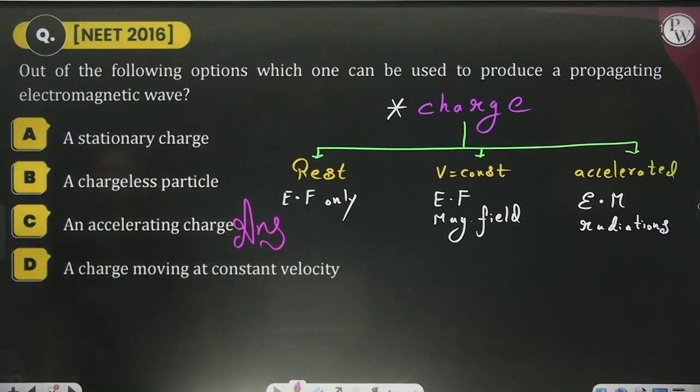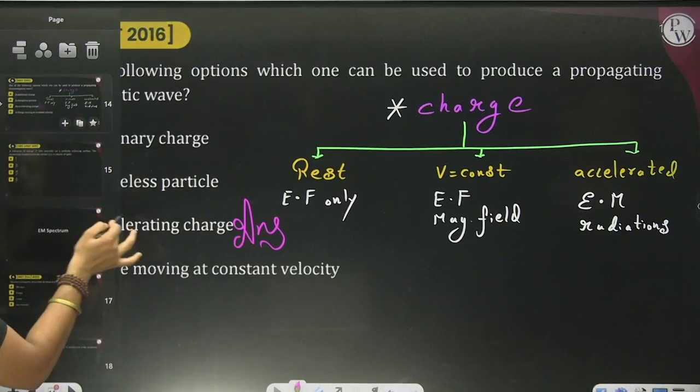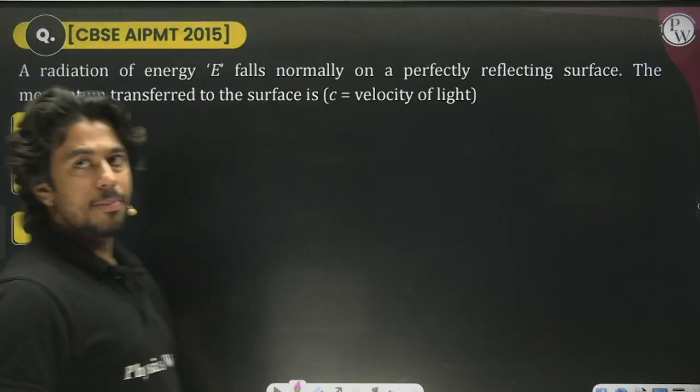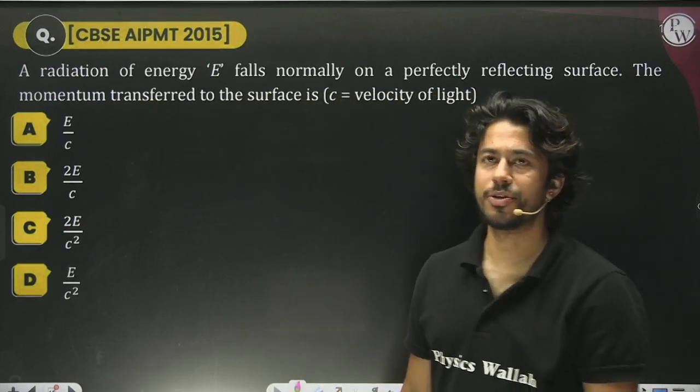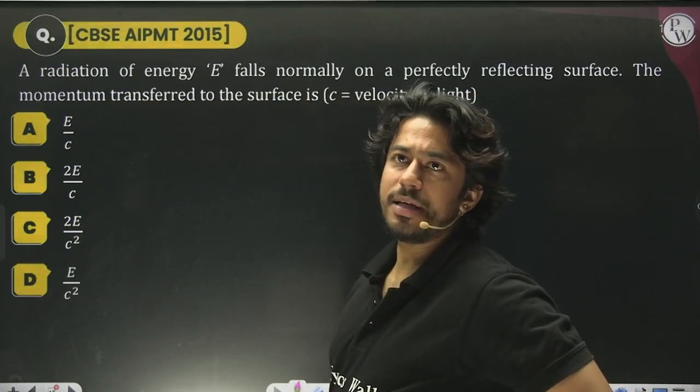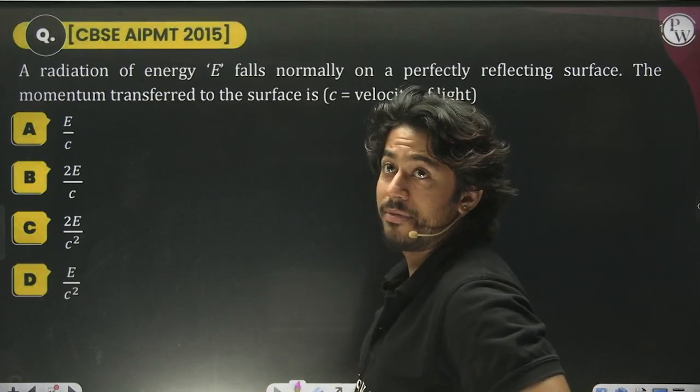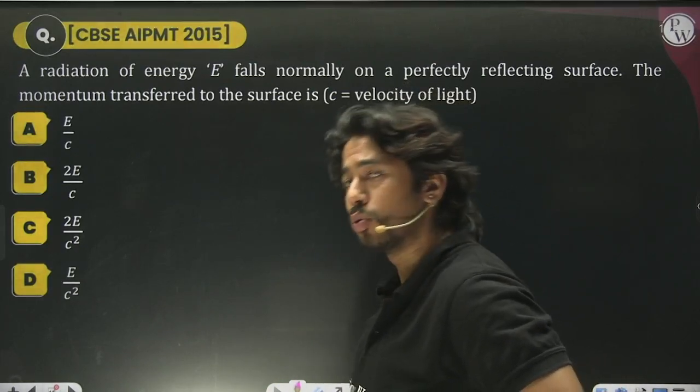Okay, so here we go. Next question coming in front of you is this. From AIPMT 2015, read the question, what this question says. Radiation of energy E falls normally on a perfectly reflecting surface, the momentum transferred to the surface.